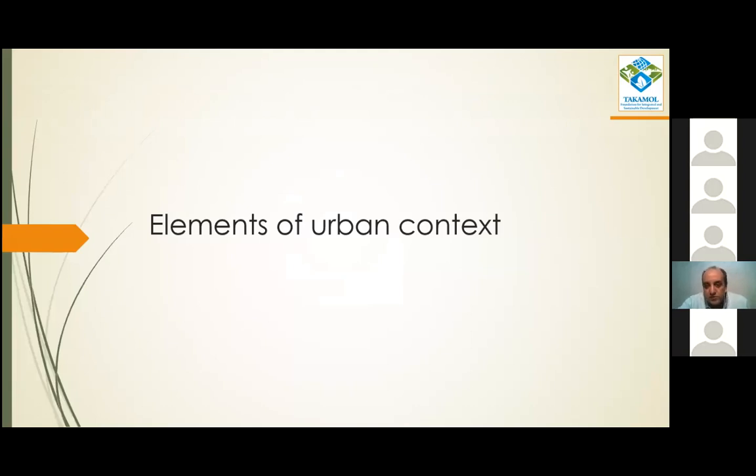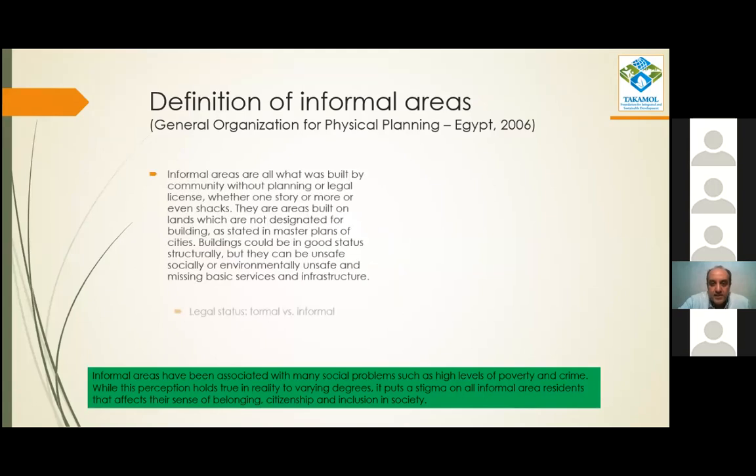Then we move to the elements of the urban context. We define informal areas as, according to GOPP, the General Organization for Physical Planning in 2006, all what was built by the community without planning or legal license, whether one story or more, even shacks. There are areas built on lands which are not designated for buildings, as stated in the master plans of cities. Buildings could be in good status structurally, but they can be unsafe, socially or environmentally, and missing basic services and infrastructure. So, if we look at this definition, it defines informal areas based on their legal status, whether formal or informal, or according to their characteristics and status. Is it in good structure or deteriorated?